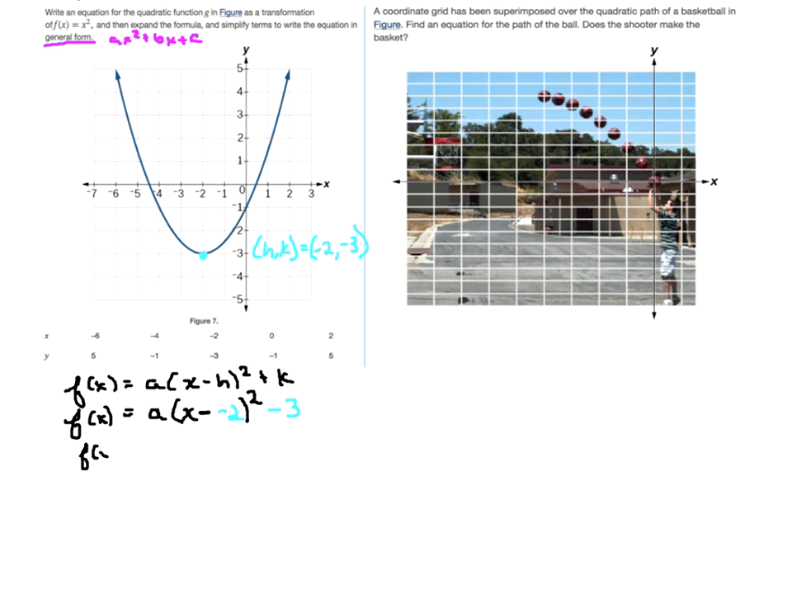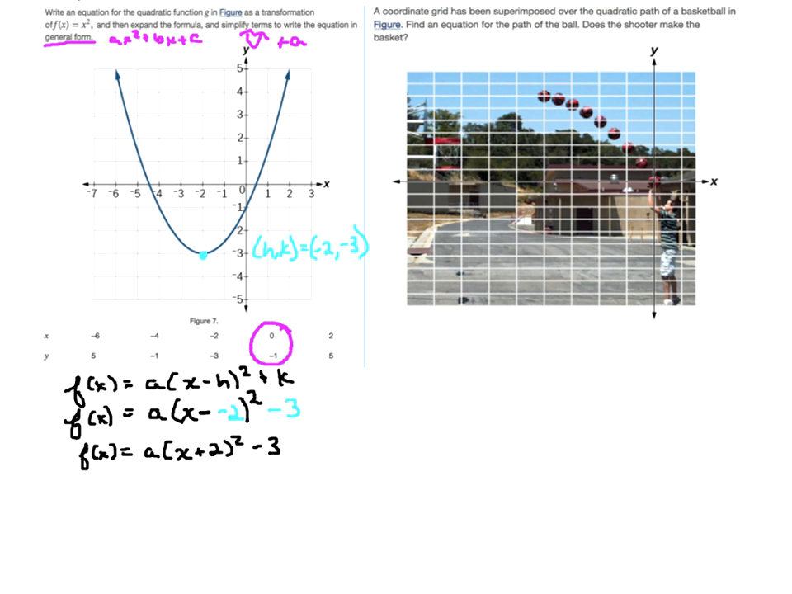Okay, so I'm just going to clean this up a little bit. I have f of x equal to a times x plus 2 squared minus 3. And now I'm ready to choose any other point to plug in to solve for my stretch or compress factor, which is a. I know a is going to be positive because this thing is opening up. So I can go ahead and say at the top, since I'm opening upward, I should expect a to be positive. All right. So the point I'm going to choose, I like to choose things with zeros in them because it gets rid of things for me.